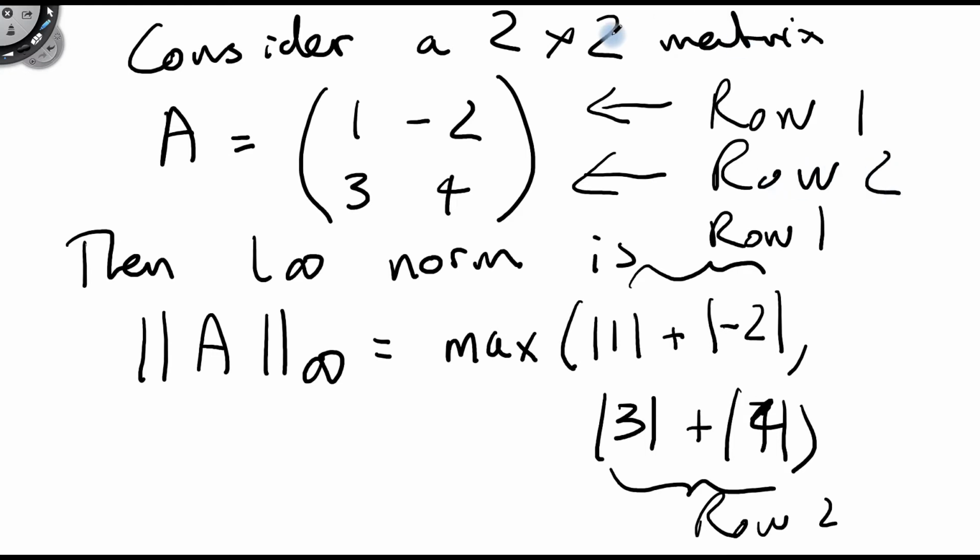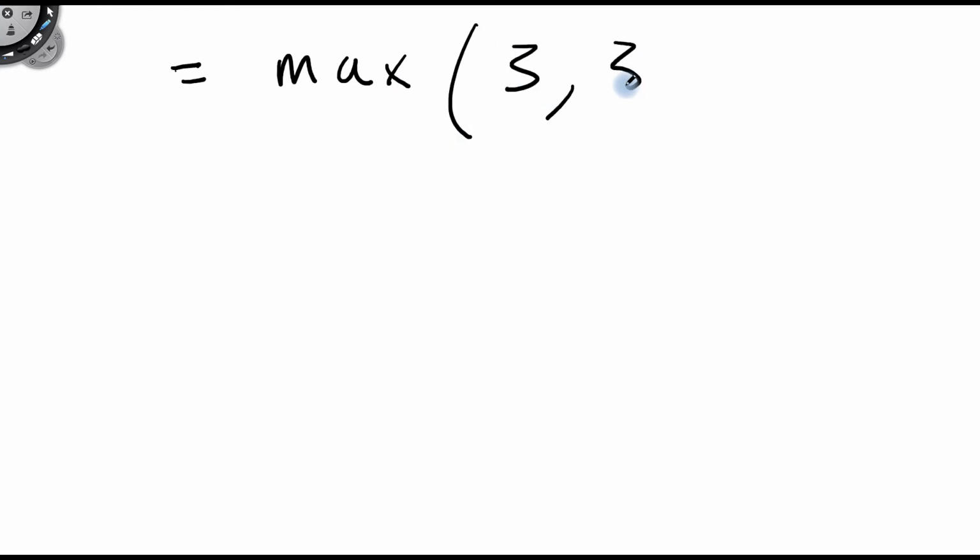So the first thing is we're just converting this 2 by 2 matrix into a vector problem. We take the absolute values of each entry, add them together, and then we've got something very equivalent to our vector case. So that means we've got a maximum of 2 values, which is just 3 and 7, which equals 7. So easy.